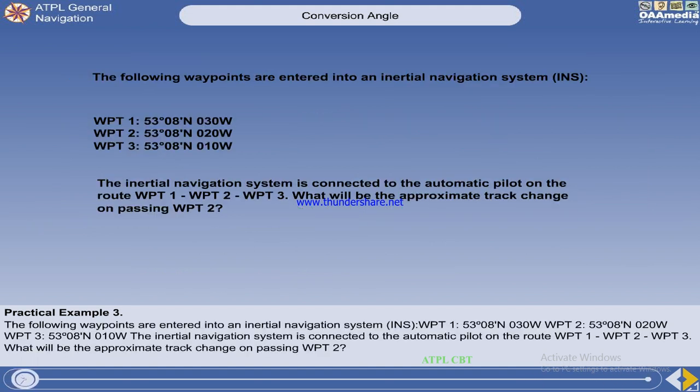Now, a more practical example. Look at this question. The following waypoints are entered into an inertial navigation system. Waypoint 1 is 53:08 north and 30 west. Waypoint 2 is 53:08 north and 20 west. Waypoint 3 is 53:08 north and 10 west. The inertial navigation system is connected to the automatic pilot on the route waypoint 1 to waypoint 2 to waypoint 3. What will be the approximate track change on passing waypoint 2?